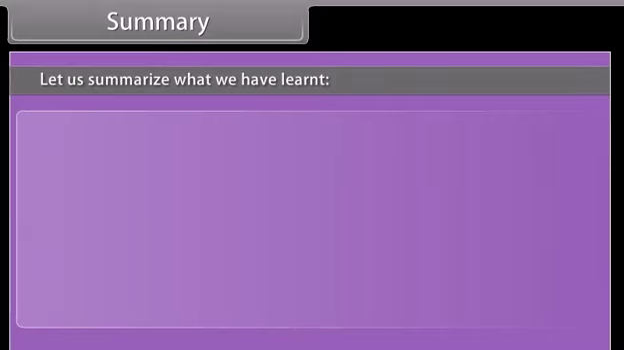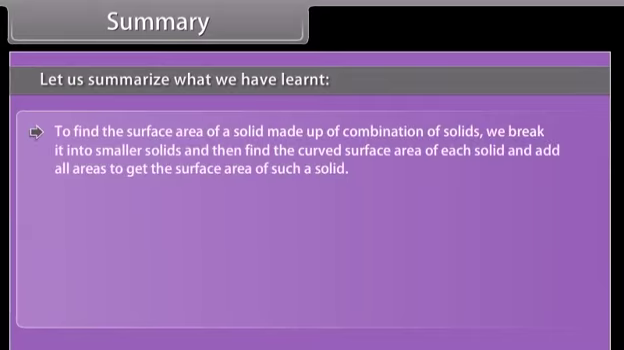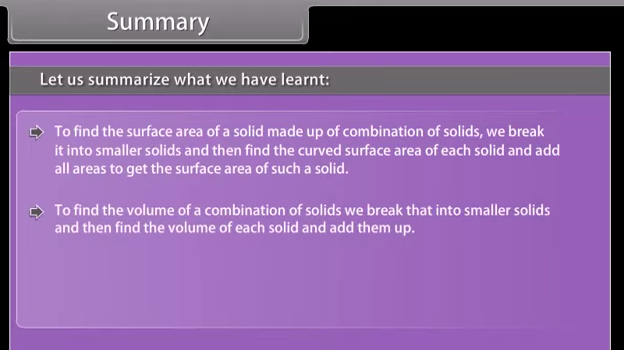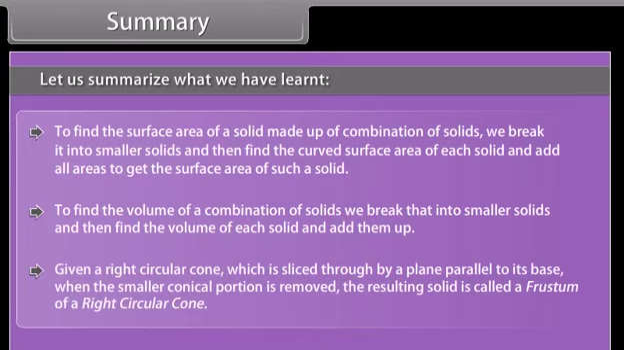Summary. Let us summarize what we have learned. To find the surface area of a solid made up of a combination of solids, we break it into smaller solids and then find the curved surface area of each solid and add all areas to get the surface area of such a solid. To find the volume of a combination of solids, we break that into smaller solids and then find the volume of each solid and add them up. Given a right circular cone, which is sliced through by a plane parallel to its base, when the smaller conical portion is removed, the resulting solid is called the frustum of a right circular cone.